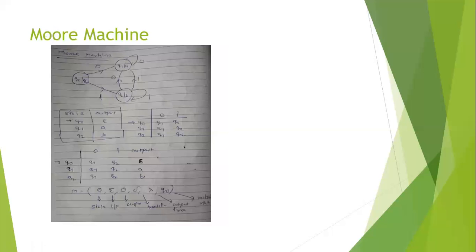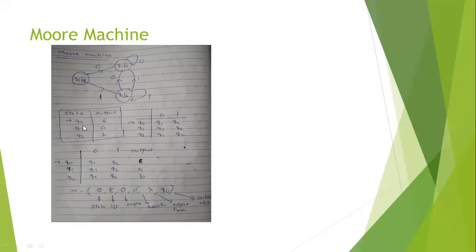So let's see what is Moore machine. Basically, a Moore machine is a machine where the output is inside the state and input is outside. Input is outside and output is inside the state. So this is the difference between Mealy machine and Moore machine.